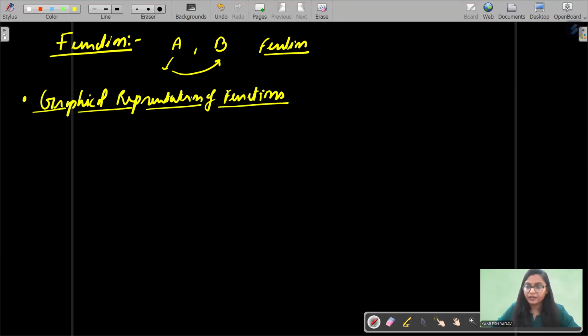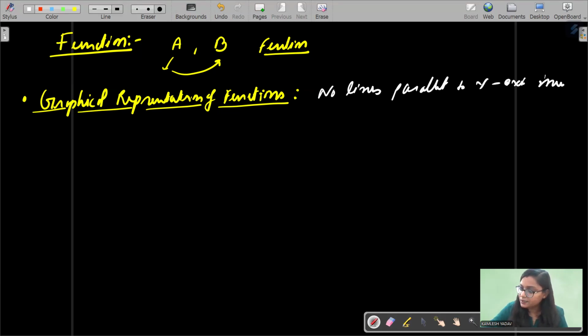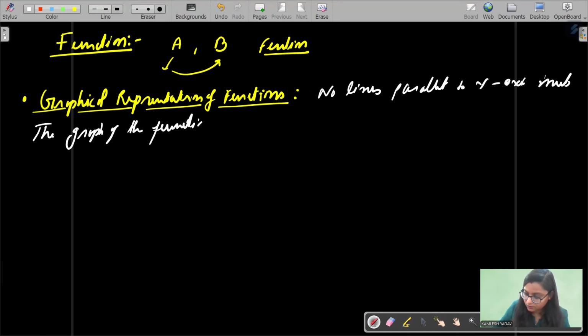We know that the graph is highly important for differential calculus. If we have a great knowledge of graphs, then we can easily solve questions related to differential calculus. So we see the graphical representation of the function. It says no line parallel to the y-axis meets the graph of the function at more than one point.